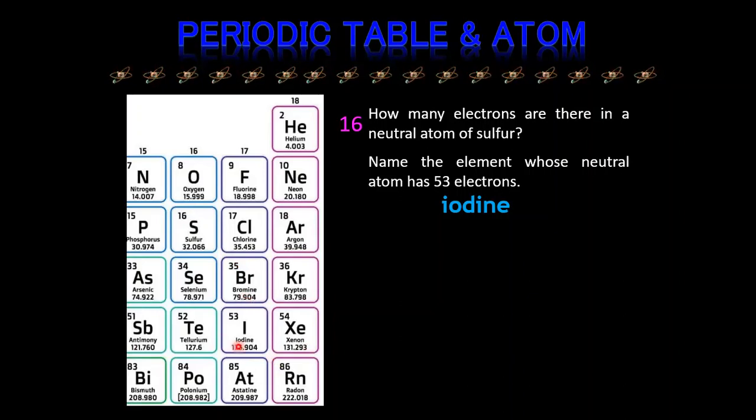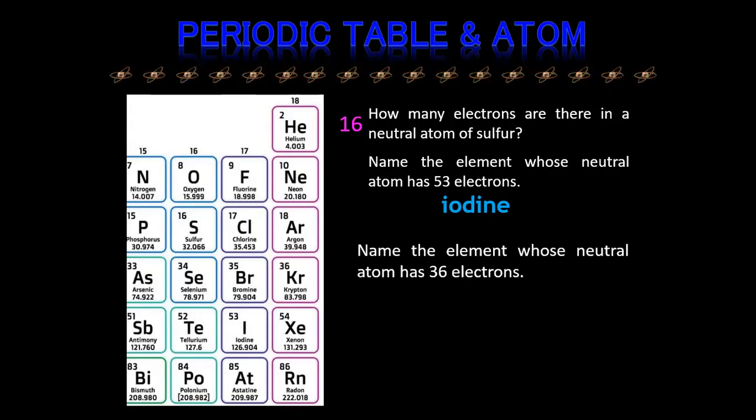All right, let's have another problem. The name of an element whose neutral atom has 36 electrons. Well, if it's neutral, then it must also have 36 protons. And we look for atomic number 36. And that is krypton. All right, so that's how you use your periodic table.